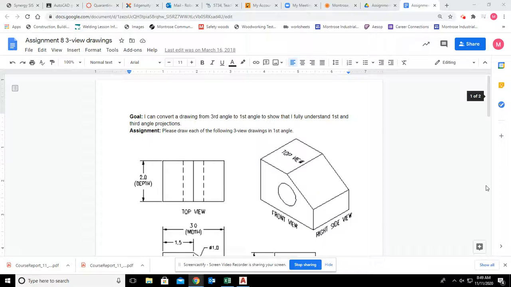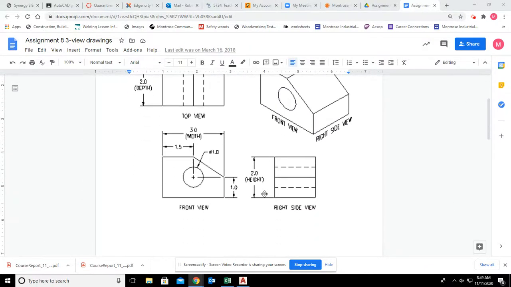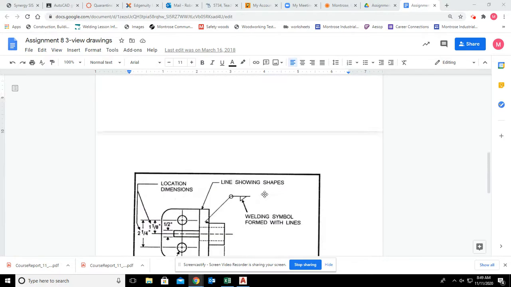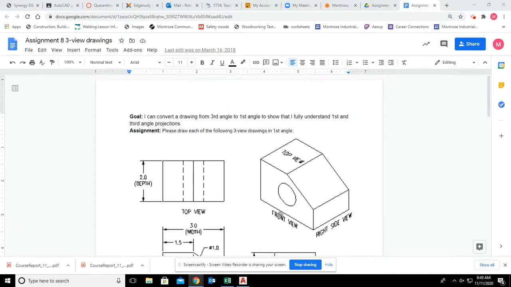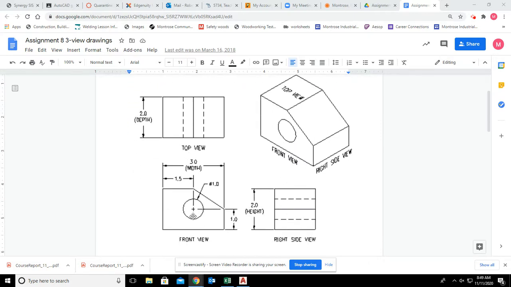This week for assignment 8, we're going to be converting third angle 3-view drawings, 2 of them, to first angle. Remember, what we use here in the United States is third angle. That's where you have the front view, and the right view's on the right, and the top view's on the top. So if this were the front, you look at the right side, that's the right view, and you look at the top, and that's the top view.